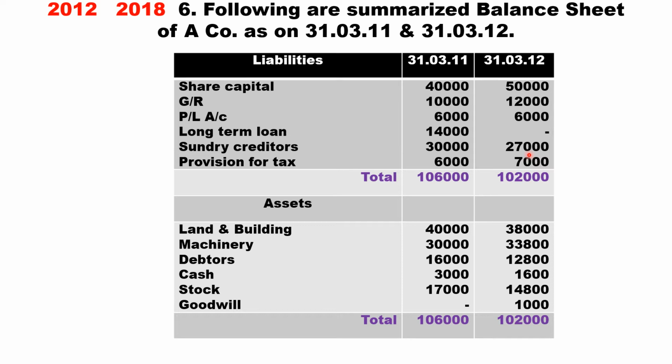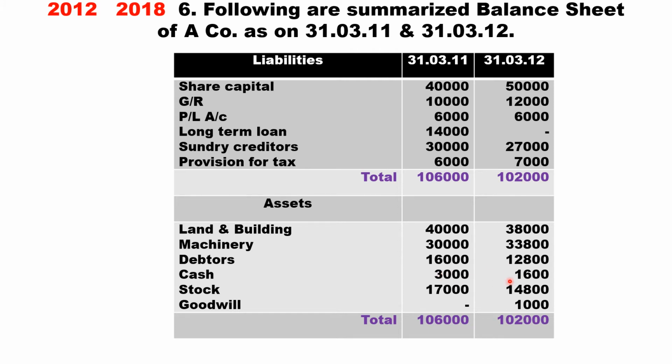Provision for tax, you need to prepare an account because we have an adjustment relating to it. Land and building, there is a decrease of 2,000, so we treat that as depreciation to the extent of 2,000, operating activity, add. Machinery, you need to prepare an account because there is an adjustment relating to machinery. Debtor is a current asset, so it will come in operating activity. There is a decrease in debtor to the extent of 3,200, which indicates received from debtor, so you should add.